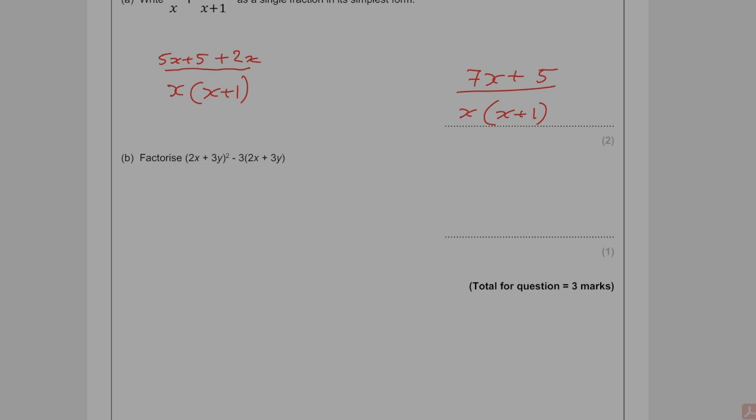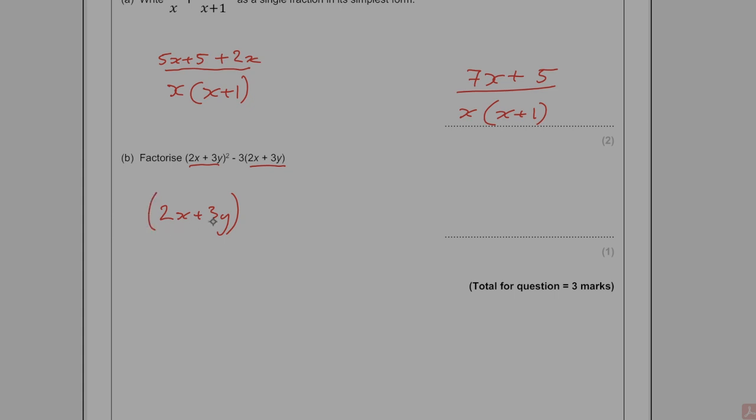Okay, part B, factorize. So I'm going to take out 2x plus 3y as a common factor. So 2x plus 3y, and I would need to times that by 2x plus 3y, and then minus 3. And that's going to be my factorized version. So that's going to be my answer.